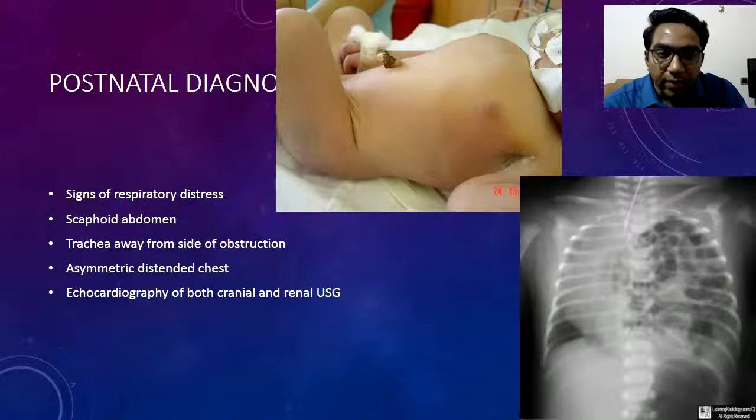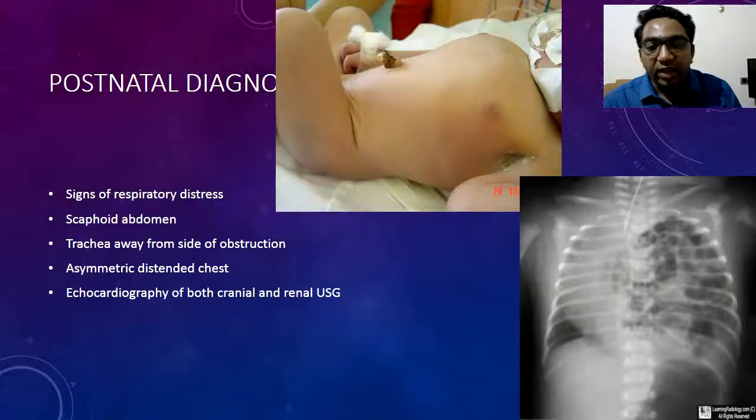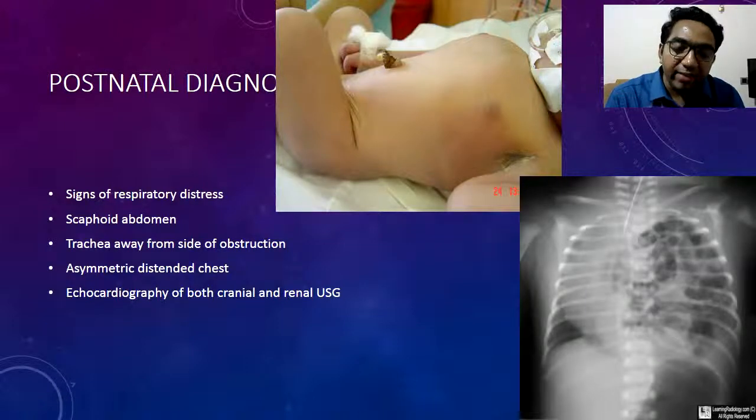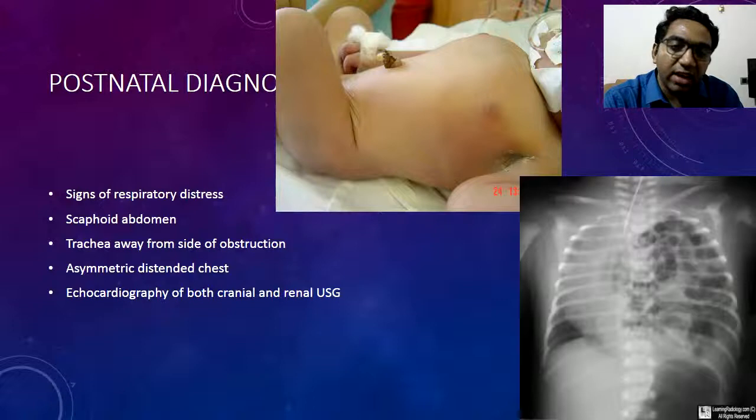You can also see, due to the presence of bowel in the thorax, that side of the chest will be distended and there will be decreased movements. In these cases, in the early period, echocardiography and both cranial and renal ultrasounds are helpful in evaluating the prognosis of the patient with congenital diaphragmatic hernia. When more systems are affected, or there are multiple congenital anomalies, the chances of survival are less.